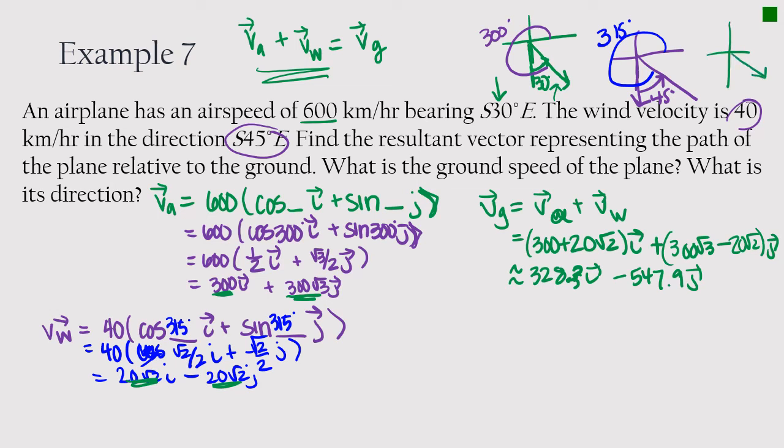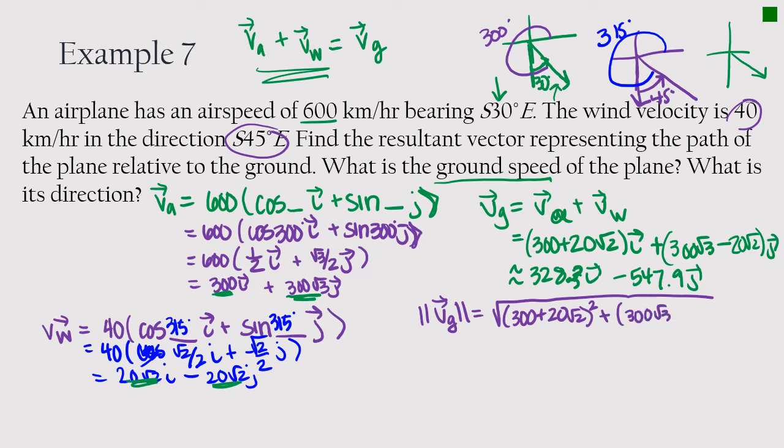Okay, so to figure out the ground speed, the ground speed is going to be the magnitude of the velocity of the ground. So that's going to equal the square root of the horizontal component squared plus the vertical component squared, which ends up giving me about 638.7 kilometers per hour.